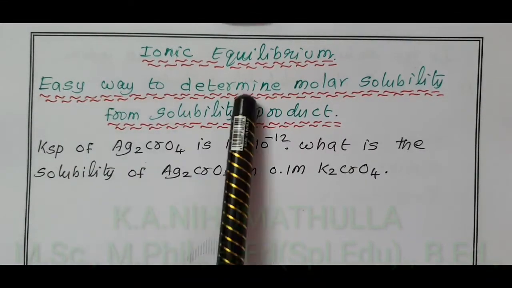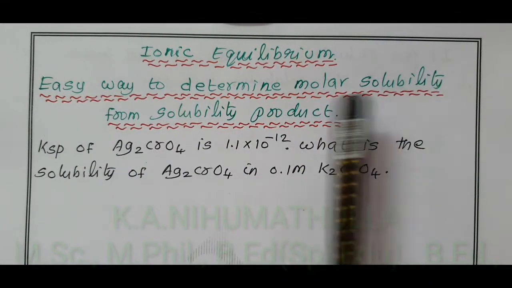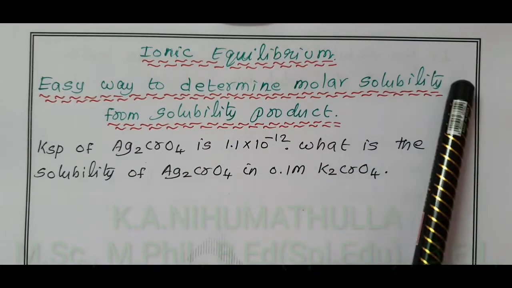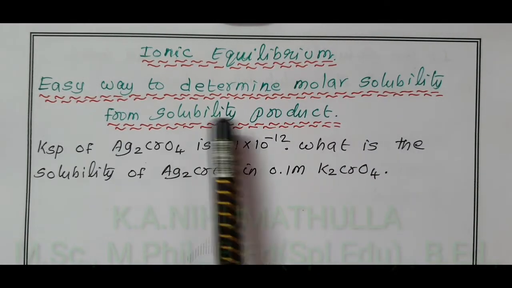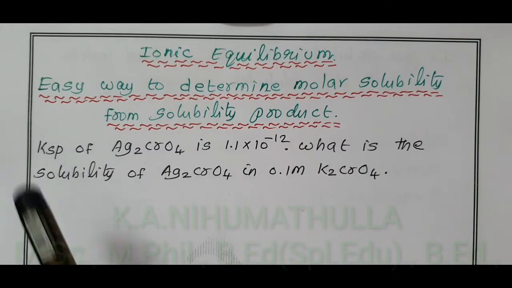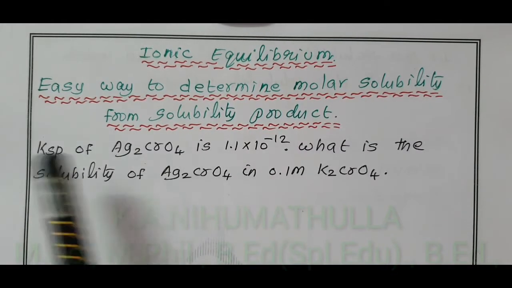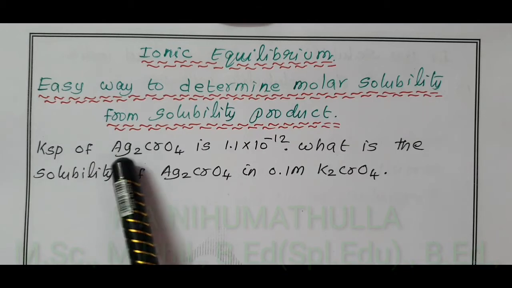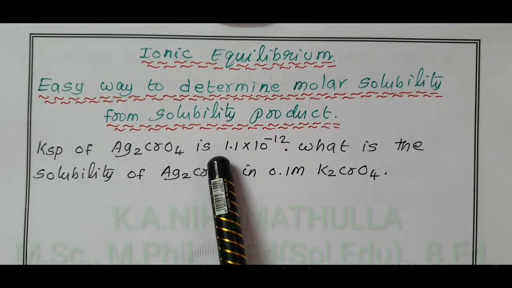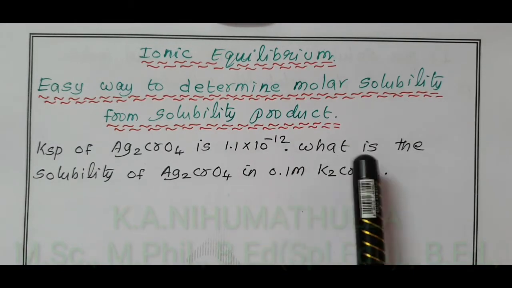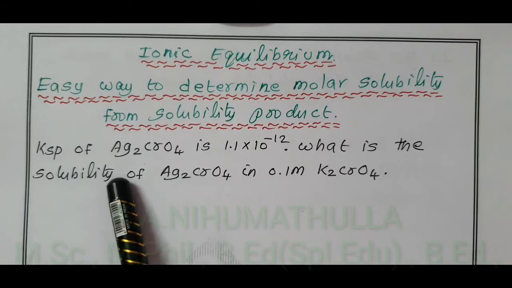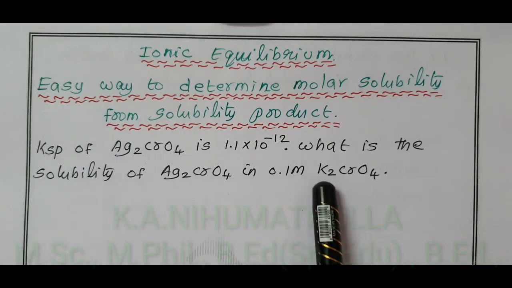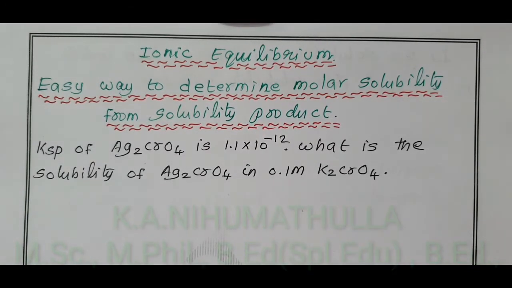Easy way to determine molar solubility from solubility product. Molar solubility S value, solubility product Ksp. The problem given is: the solubility product of silver chromate is 1.1 into 10 power minus 12. What is the solubility of silver chromate in 0.1 M K2CrO4?